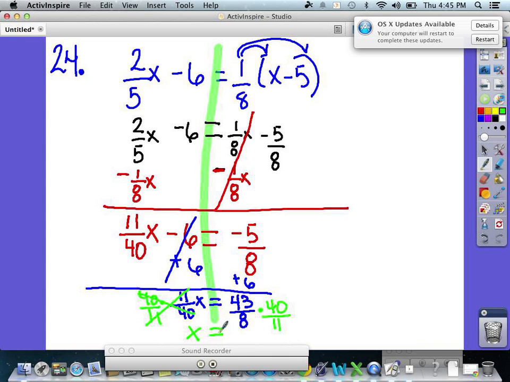This is going to give us a big number. 2/15 divided by 11. Ran out of space, so I'm going to rewrite it up here. X equals 2/15 over 11.